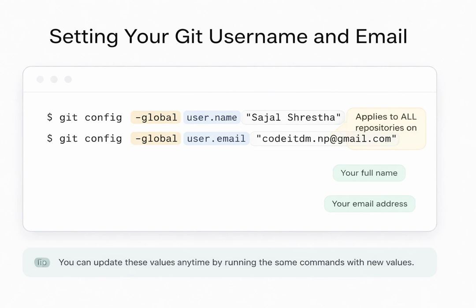The --global flag is important. It means these settings apply to every repository on your computer, so you only need to do this once. Use your real name and the email address linked to your GitHub account. And don't worry, if you ever need to change these later, you can simply run the same commands with updated values and they'll be overwritten.